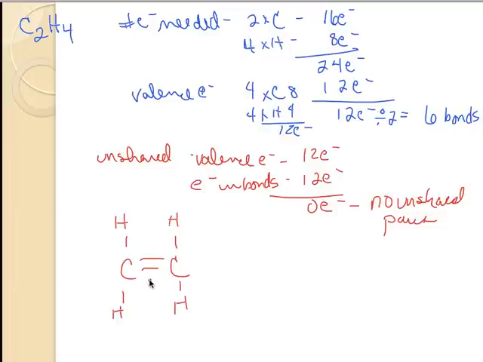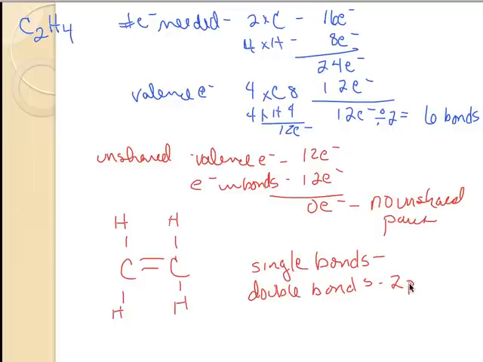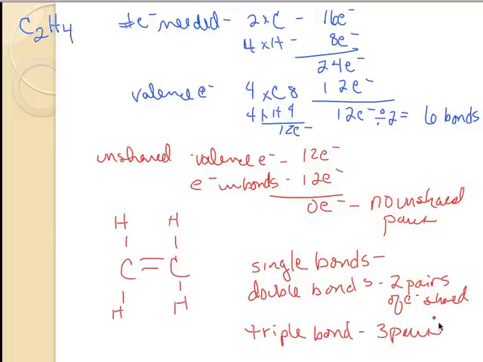And we introduced here multiple bonds. We can have single bonds, where I have just one pair shared between two atoms. I can have a double bond, which is 2 pairs of electrons shared. Or I can have a triple bond, which is 3 pairs. I guess I'll write 1 pair for the single. Okay? And that's really how to form Lewis structures.